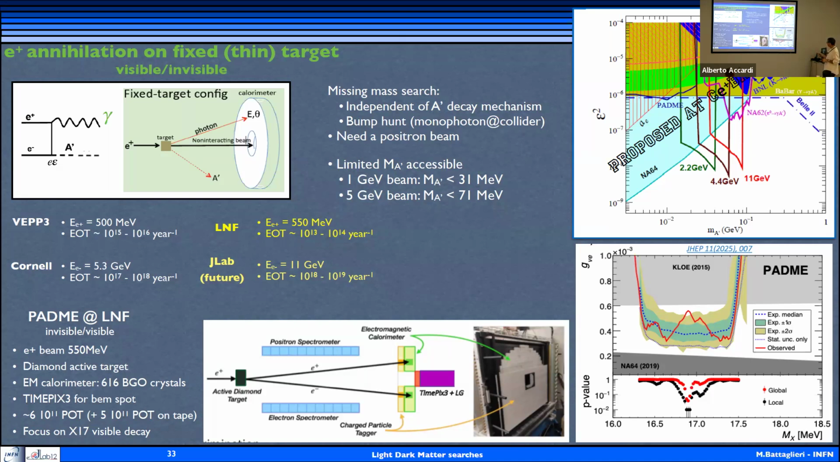This is just with the e plus, but with the e plus you can also look at the same experiment. The e plus annihilates on e minus in the material, in the thin target. And in this case, you may also look at the decay of the A prime again in the visible mode, e plus e minus. And this is what Frascati did, similar to what I showed you before for the X17 experiment here at JLab. And this is the way it is actually running now in this mode. So the experiment was optimized not for the invisible decay, but for the visible decay. And this is the result they obtained.